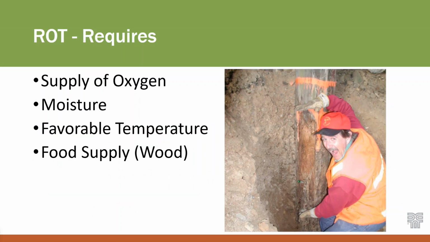Let's jump into what we're looking at. So let's start with rot. That's probably the biggest driver for timber. For rot to occur, you need several things to happen. You need a supply of oxygen, you need moisture, you need favorable temperatures, and then you need a food supply for that fungus. You need wood. And so if you take one of those away, you're actually not in bad shape.